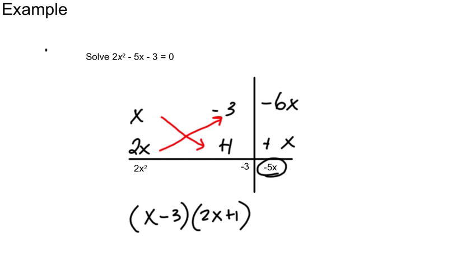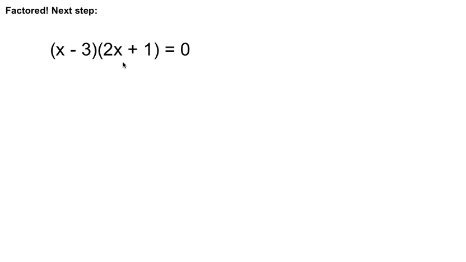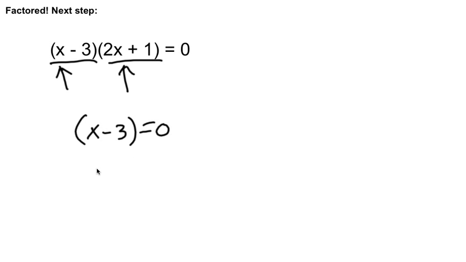Now here's where it gets a little interesting. Here's the next step. So the next thing I'm going to do is set that factored form equal to 0, because what I want to do is figure out my other answers here. So if I have something in here, I can sub in for x to get 0. Something over here I can sub in for x to get 0 as well. So I need to treat these as two separate equations. So I'm going to have x minus 3 equals 0 and 2x plus 1 equals 0.